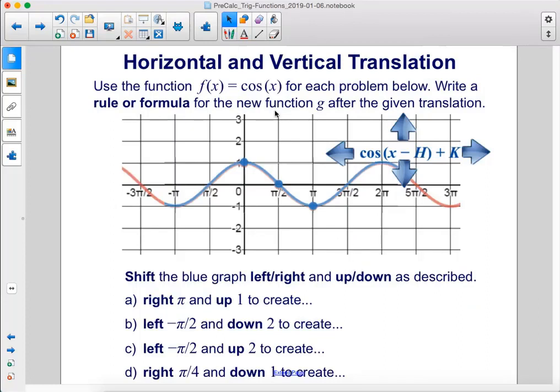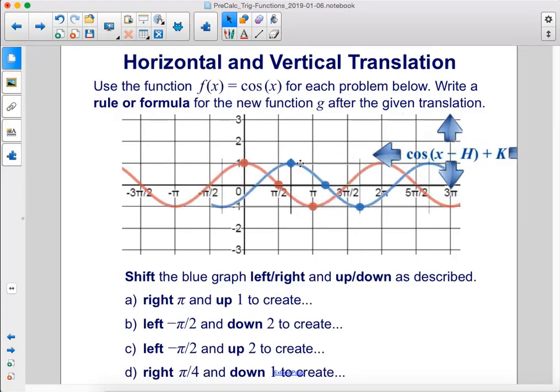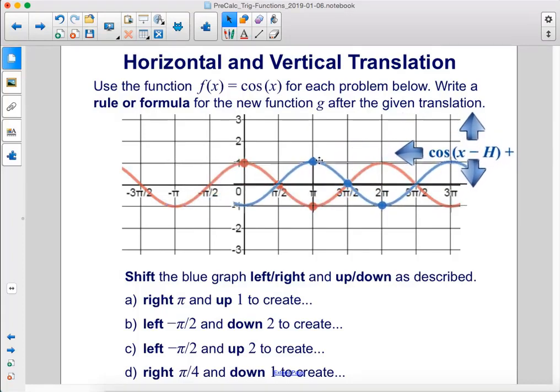Use the function f of x equals cosine x for each problem below. Write a rule or formula for the new function g after the given translation. So we're going to be shifting the blue graph left or right and up or down as described. Right pi and up 1. So right pi, so right now I'm looking at this point here and I'm moving it to pi right there. So right like that and then up 1.